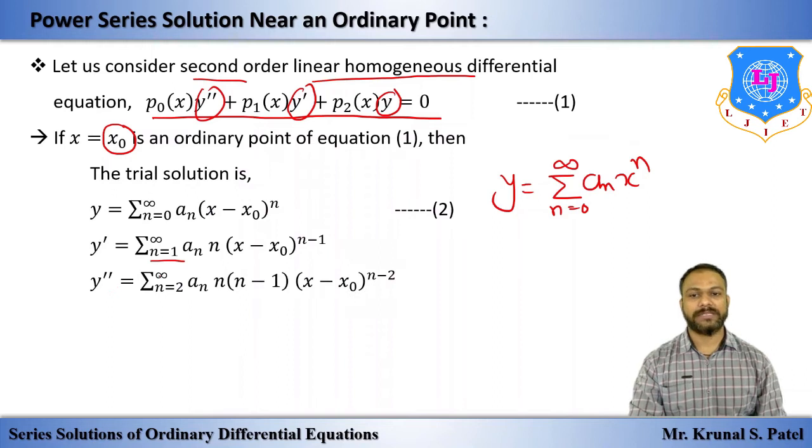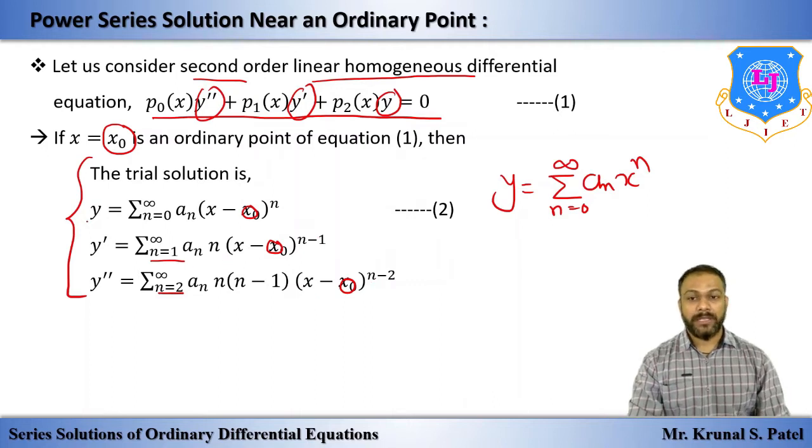In y double dash we will start with n is equal to 2, because we have one more derivative, so n minus 1 comes forward and the power becomes n minus 2. If we put n is equal to 1 also, this becomes 0. So for n is equal to 0 and n is equal to 1, this term becomes 0, so we will start with n is equal to 2. This is the fixed rule that you have to use in each and every example. But as I told, x0 is compulsorily 0, so we have x raised to n, x raised to n minus 1 and x raised to n minus 2 in the example. So this is our first step: write down the trial solution.